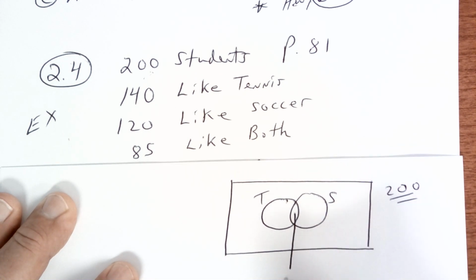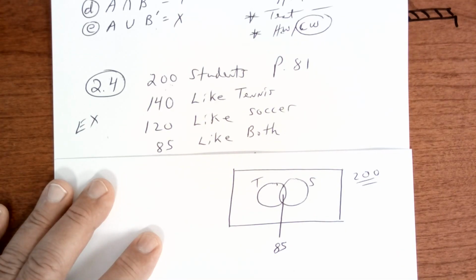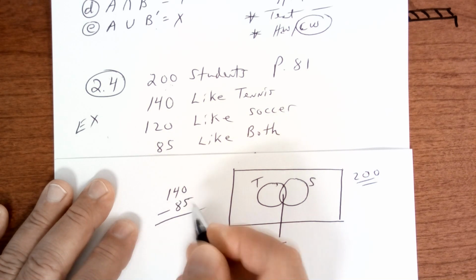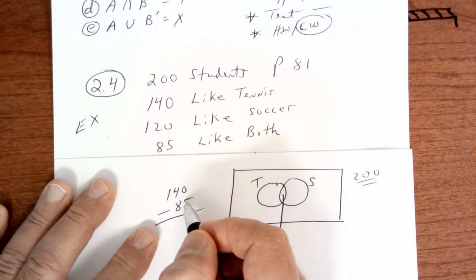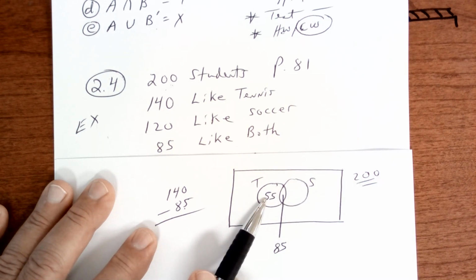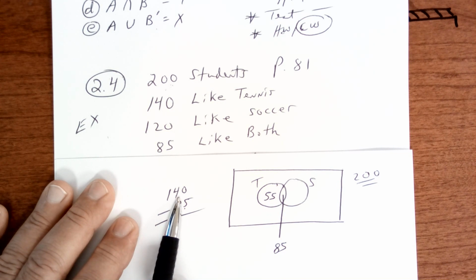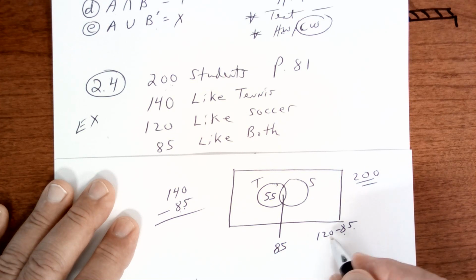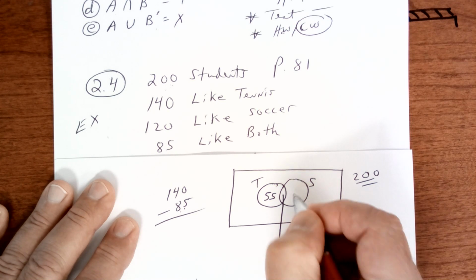So in the middle here, and I don't have enough room, should be 85. Well, if 140 like tennis, then you would take 140 minus 85. 5 more makes 90, so 40, 50, I think it's 55. So this has to be 55 because this plus this has to add up to 140. All right, and soccer is 120, but you already have 85. So it's 120 minus 85. 5 more makes 90. That's 10, 20, that's 35. We go here.